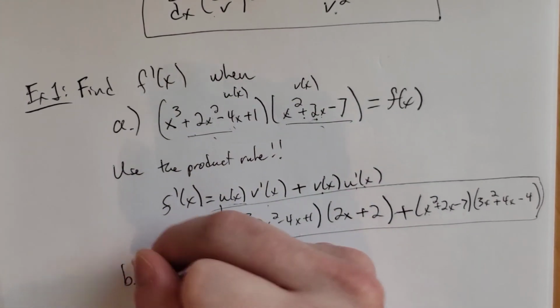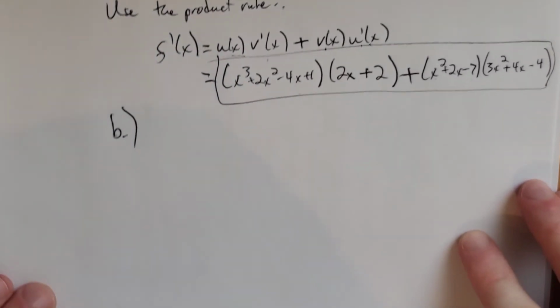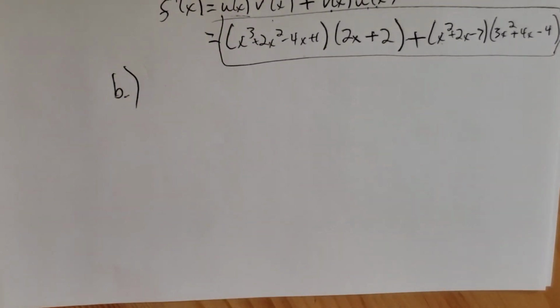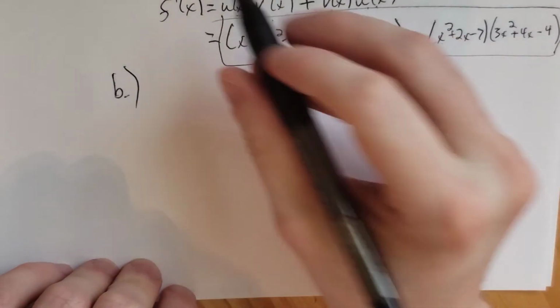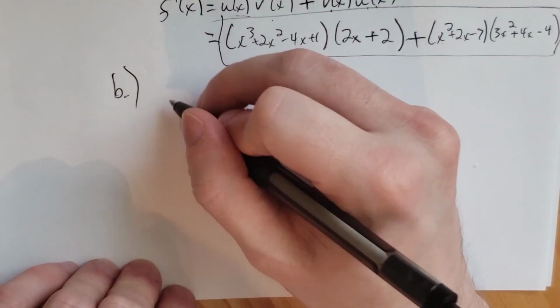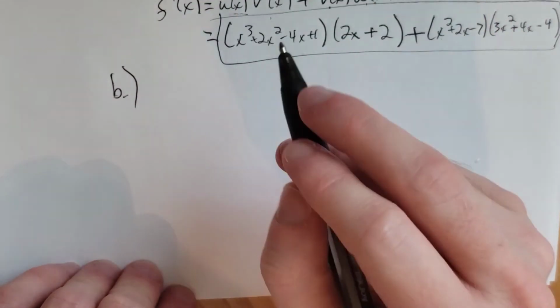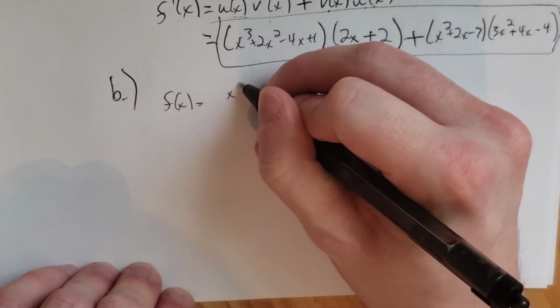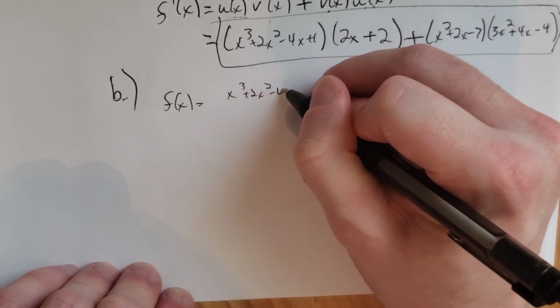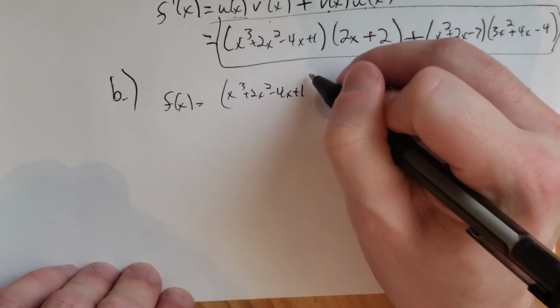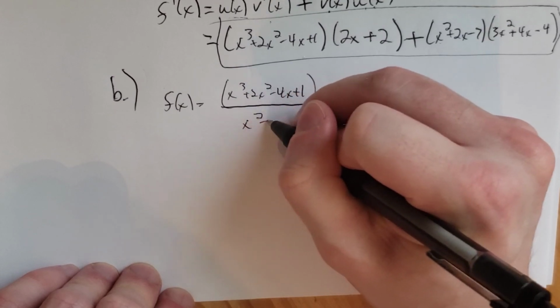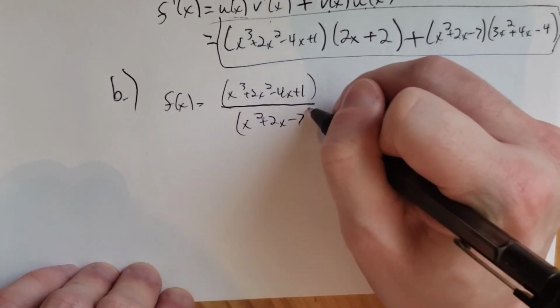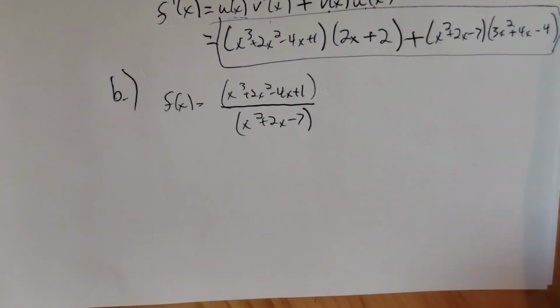Awesome. So we have one more example here, and that is going to be to do an example using the quotient rule. How about we do the same one? But instead of multiplying those functions, let's divide them. So let's suppose f of x is x cubed plus 2x squared minus 4x plus 1 divided by x squared plus 2x minus 7. Let's do the derivative of this.